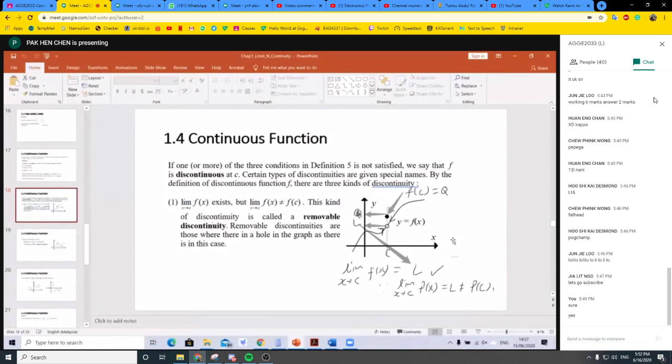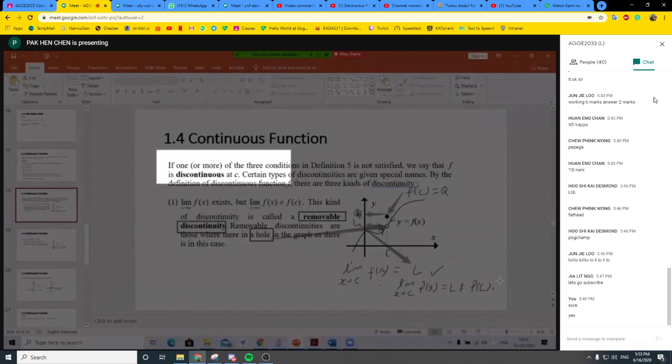Therefore this function f is discontinuous, and this is a kind of removable discontinuity. There is a hole in this case, and therefore f is not continuous.